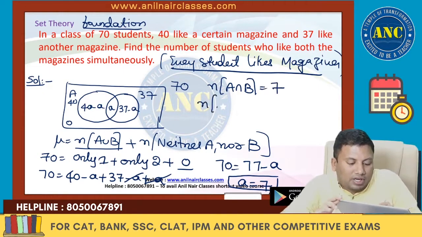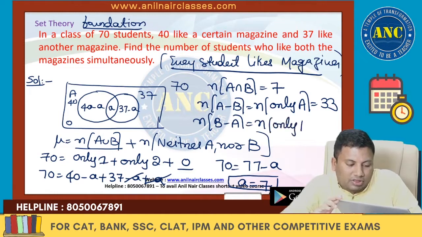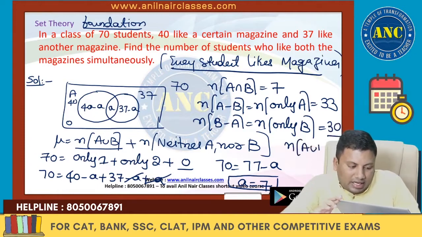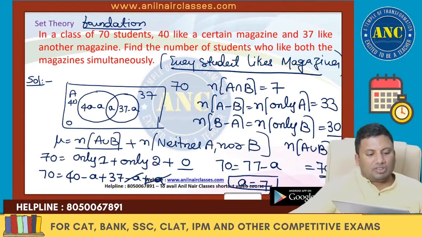Number of students who like only A is given by A minus B here, which is nothing but 33. Number of students who like only B is 37 minus 7, which is 30. Number of students who like at least one magazine is 70 minus 0, which is nothing but 70.